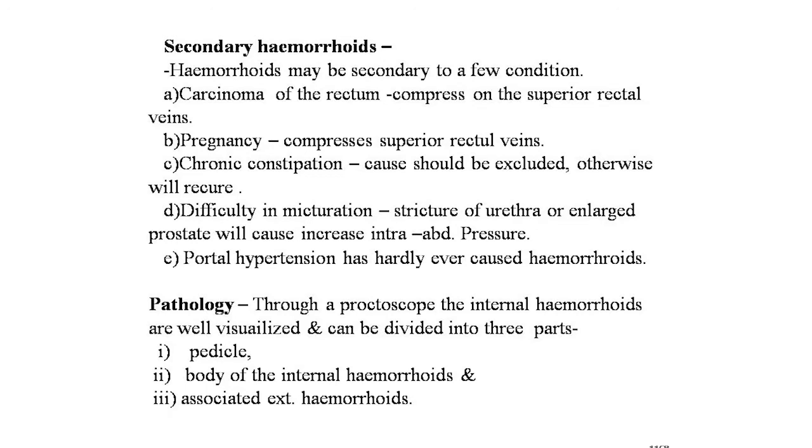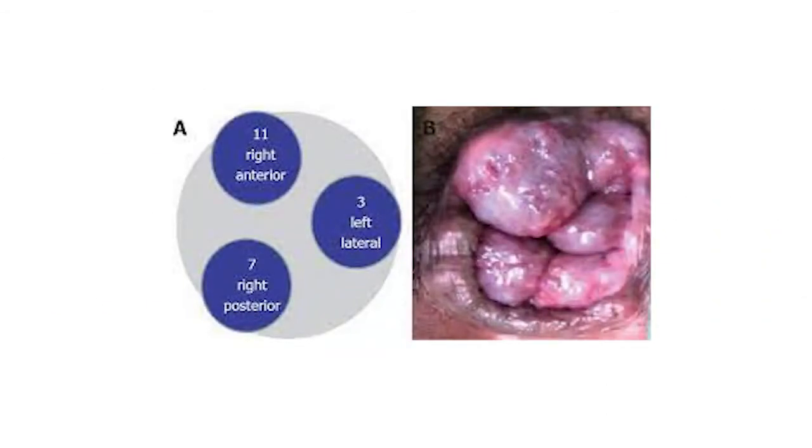Pathology: through a proctoscope, the internal hemorrhoids are well visualized and can be divided into three parts: the pedicle, the body of the internal hemorrhoid and the associated external hemorrhoid. Here is a good picture showing the 3, 7 and 11 o'clock positions.